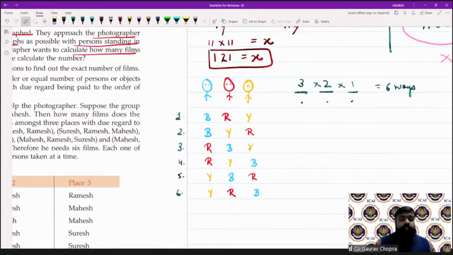Then let's say there are 5 persons now. In how many ways can they stand for the photograph? The first person has 5 options available. The second will have 4 options, the third will have 3, then 2, and then 1. We multiply all and we get the result. So in total, there are 120 ways, 120 possibilities, in which they can stand for the photograph.